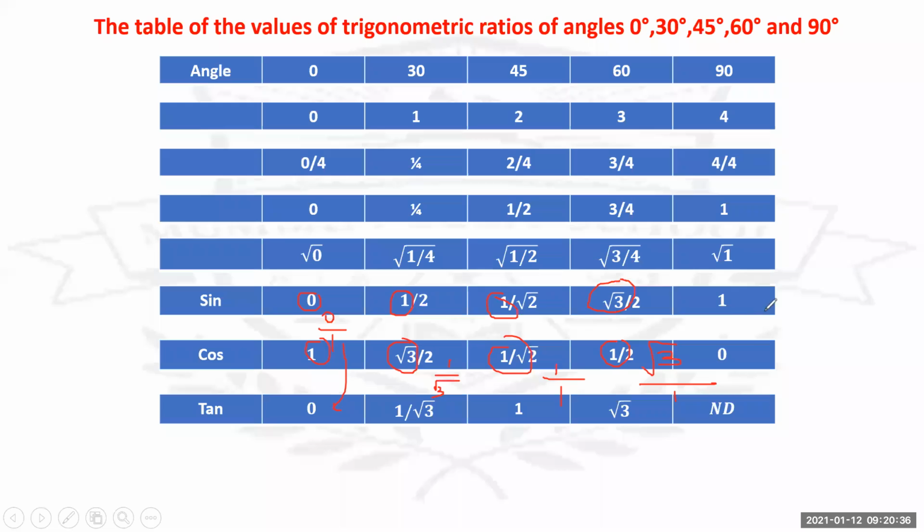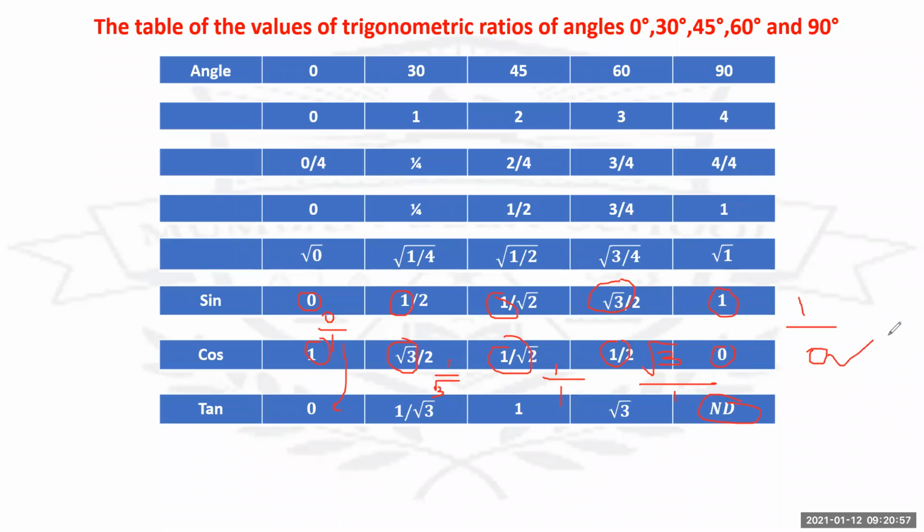So root 3 upon 1 is what? Root 3. Next is, check, here it is 1 and here it is 0. So 1 upon 0. What is the answer? Not defined. Check. Whenever the denominator is 0, you cannot find the answer. It is written as not defined. Is this clear to all the students?